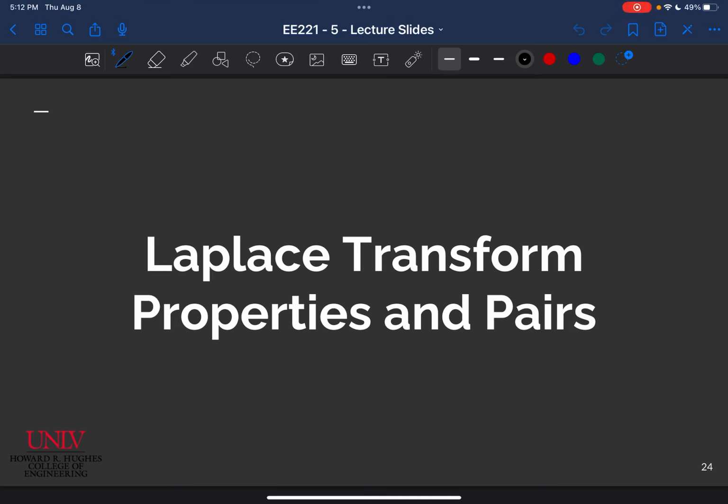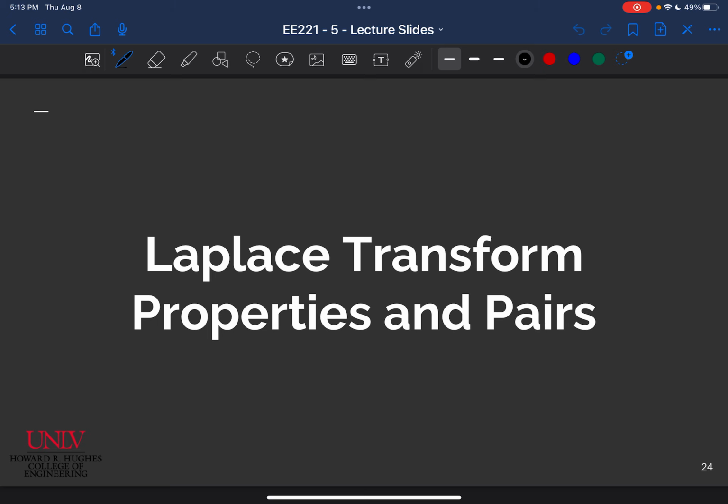All right, so in this section, we're going to talk about Laplace transform properties. There are some properties of the Laplace transform that are important and that we need to take a look at, that will show up as we are solving problems and solving these circuits using the Laplace transform, and also some pairs of Laplace transforms that are going to be useful for us. Okay, so we'll talk about the difference between the two of those things.